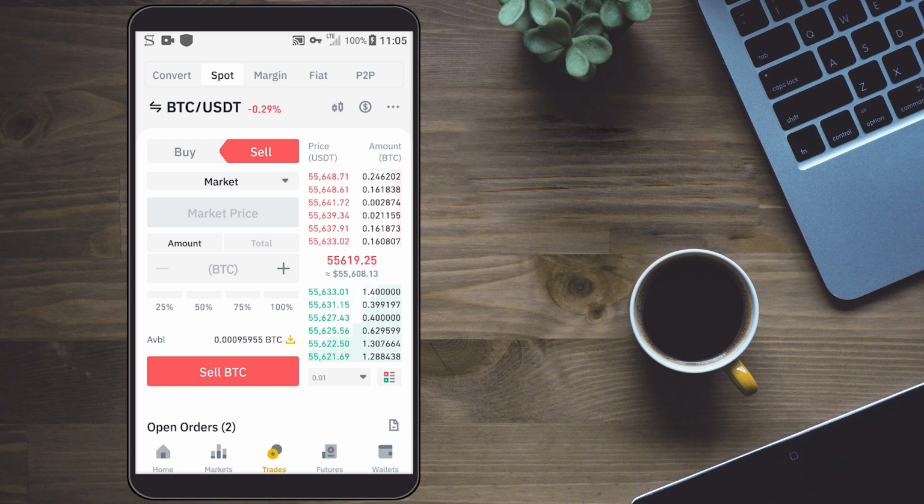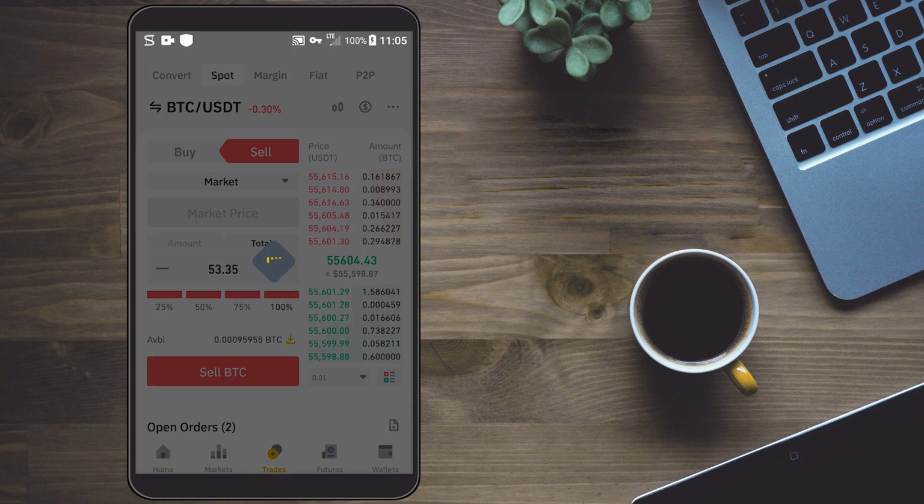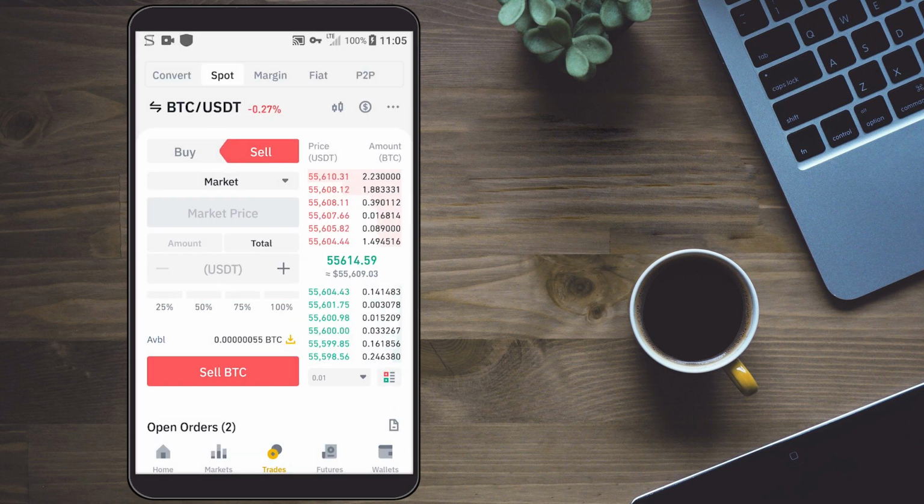Let's sell it by market order, and I want to sell all of it. So I select 100%, and if I select the tab total, it shows how much it would be in terms of USDT. So after selling my Bitcoin, I will receive 53 USDT. Touch on sell BTC and success. I sold my Bitcoin. And here's just a very small amount of BTC that couldn't be part of the transaction, and it's remained in the wallet. And again, if we go to buy tab, you can see that I have 106 USDT available in my account.